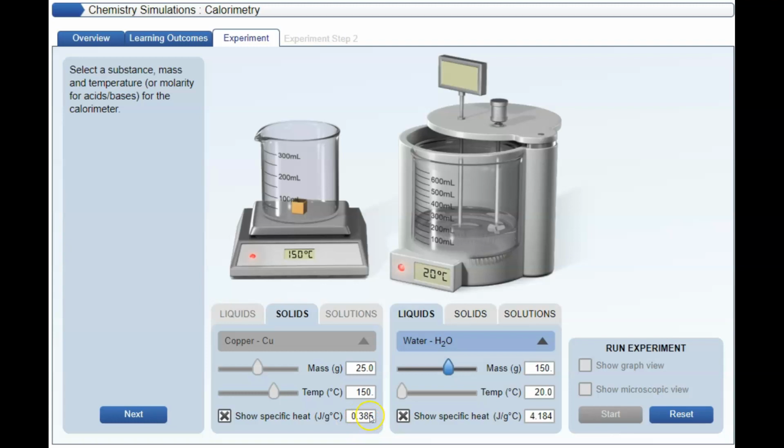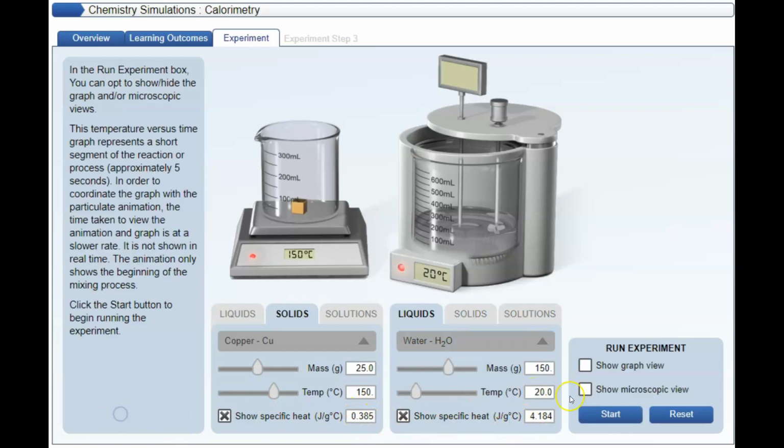It takes 0.385 joules of energy to heat up 1 gram of copper by 1 degree Celsius and takes 4.184 joules of energy to heat up 1 gram of water by 1 degree Celsius. So you're dropping this really hot copper in here. It takes a lot more joules per gram to heat up the water than it would take for the copper. So the copper is going to heat up and cool down faster than the water is going to. Let's take a look at that.